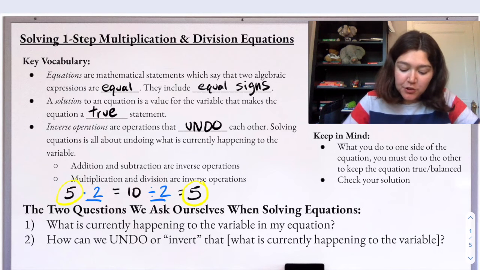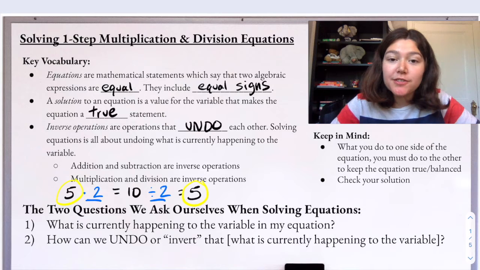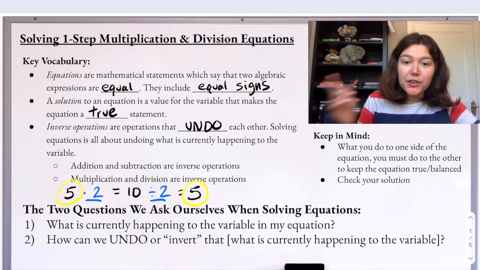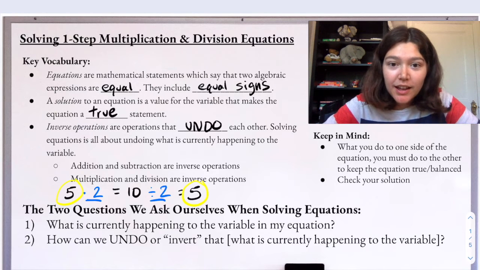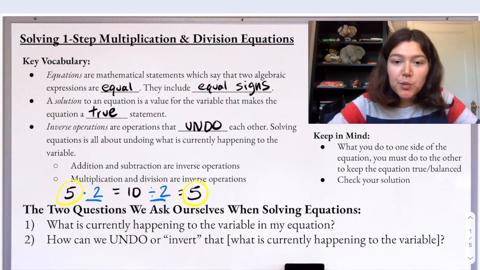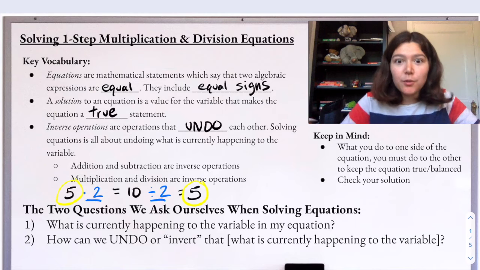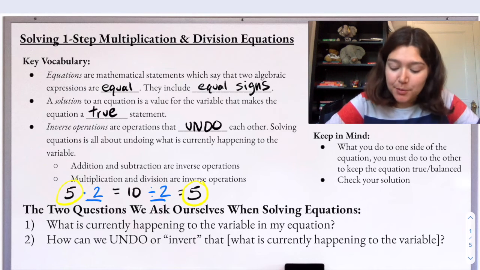So that leads us to the two questions we will ask ourselves when solving equations. And I will say these to you constantly throughout the year. So question number 1, what is currently happening to the variable in my equation? And then question number 2, how can we undo or invert that? What is currently happening to the variable? Okay, and we'll of course see that play out in examples today.